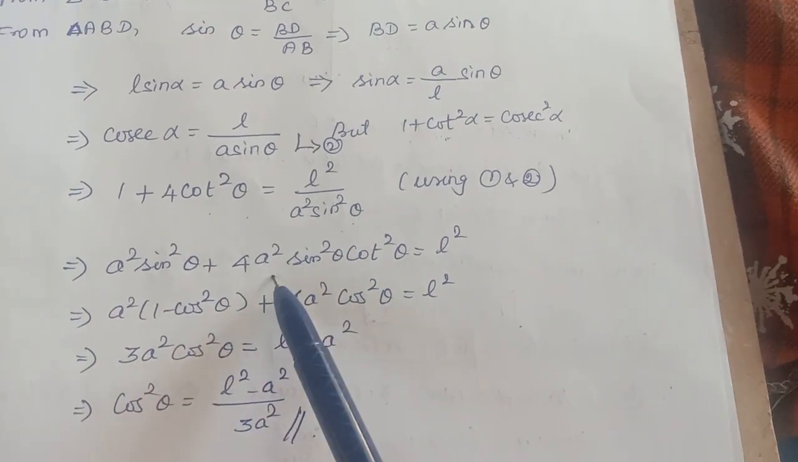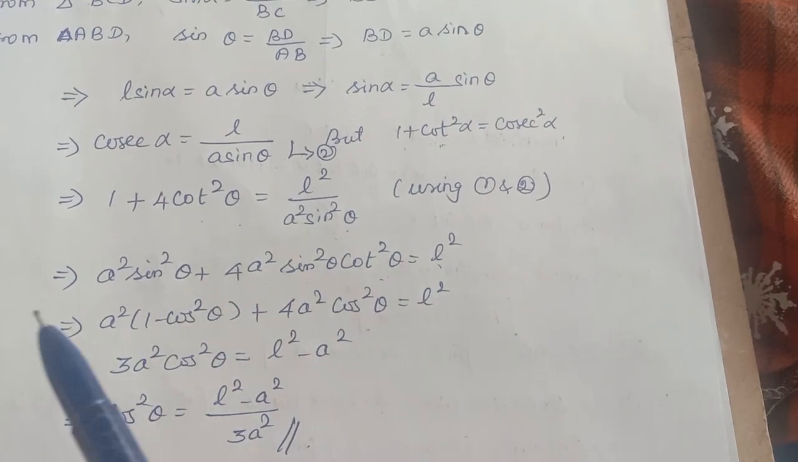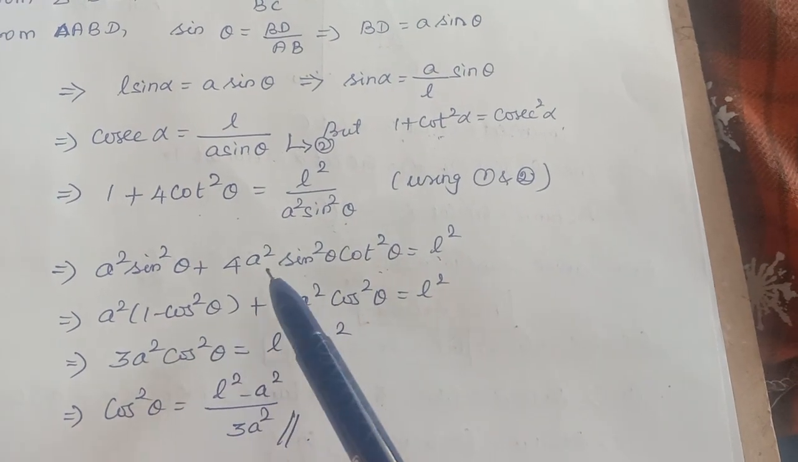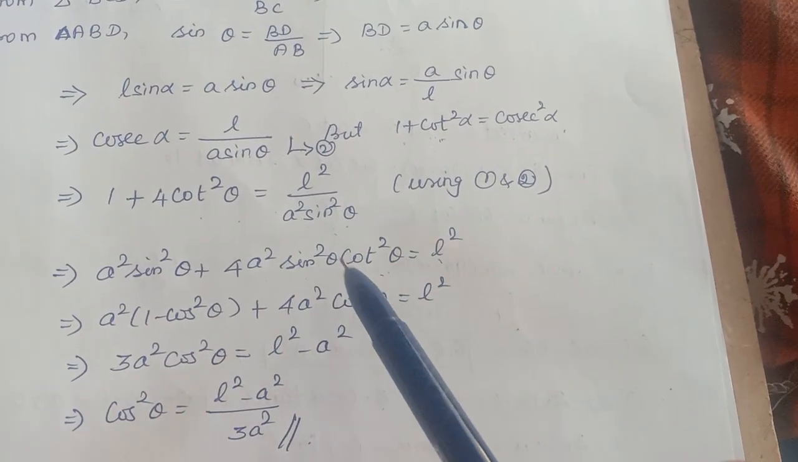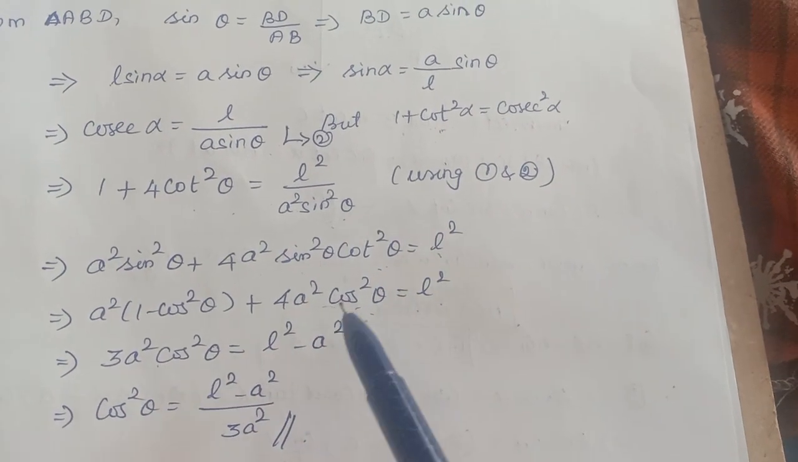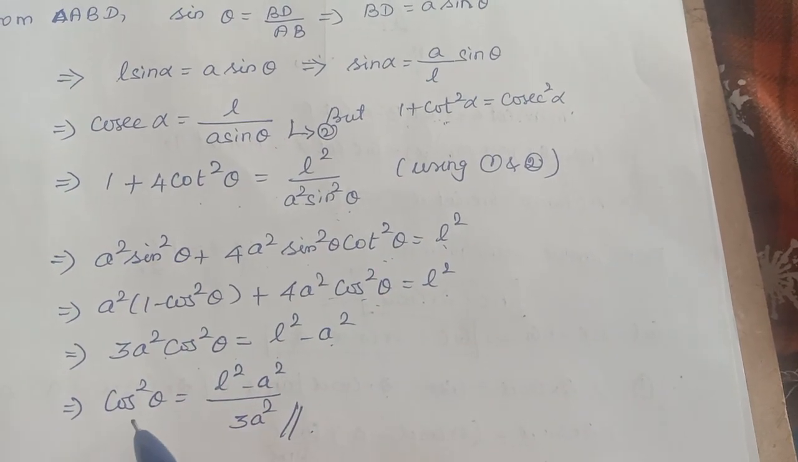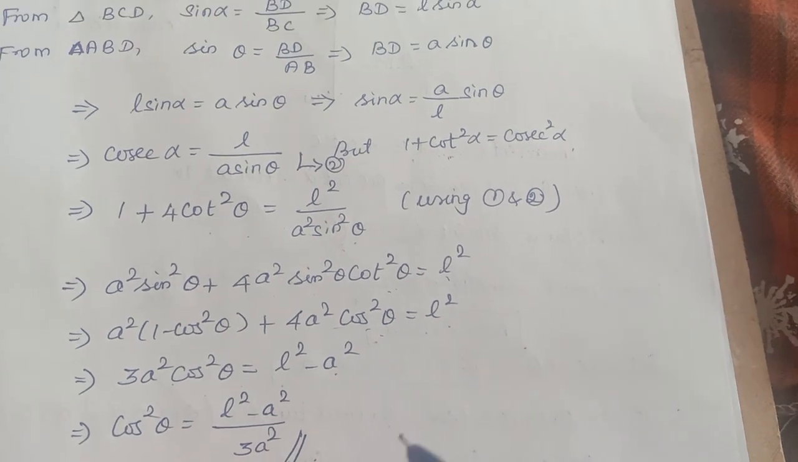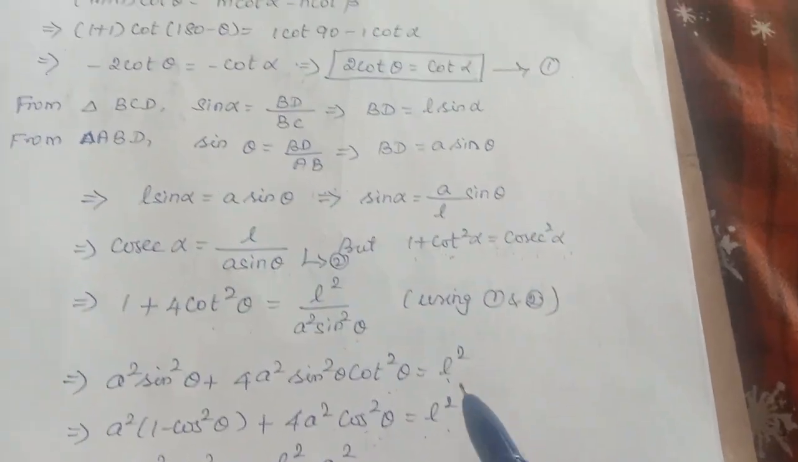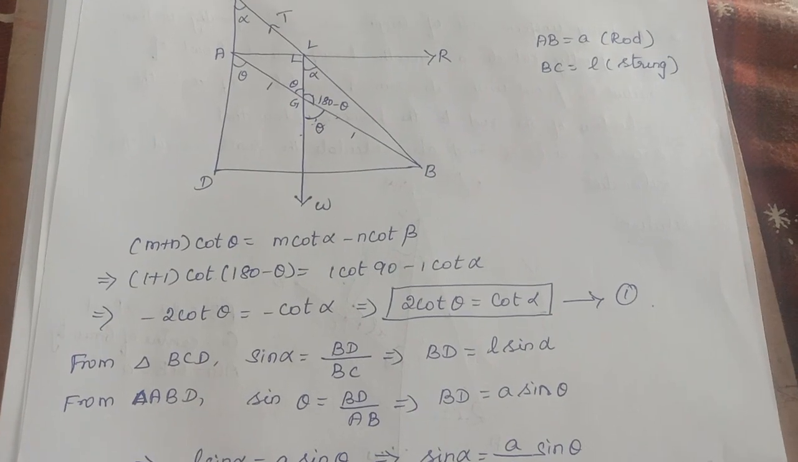So here let us cross multiply. A square sin square theta plus 4A square sin square theta cot square theta equal to L square. So A square into, since the answer is given in terms of cos, let me change sin square theta as 1 minus cos square theta, plus 4A square, here sin square into cot square, what will happen? It is simply cos square theta, equal to L square. So collect all the cos square theta terms. So 3A square cos square theta equal to L square minus A square, or simply cos square theta equal to L square minus A square by 3A square. So for this particular problem, I have used only the trigonometric theorem result and simple results based on triangles. So this is enough for this problem.